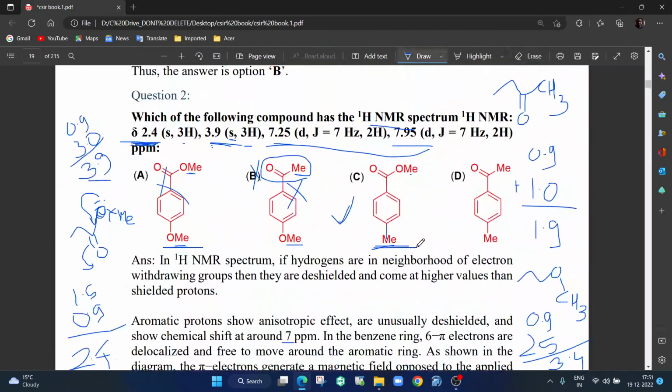Me 0.9 attached to a benzene ring, you have to add 1.5. So 1.5 plus 0.9 gives 2.4. And if Me is attached to oxygen which is attached to a carbonyl, that means an ester, then you have to add 3 to it. So 3 plus 0.9, that is 3.9. Therefore these are the two values. Therefore clearly C is the answer. And for this you have to add 2.5 to methyl, so it would have been 3.4. So clearly 3.4 is also not there. So the answer is option C.